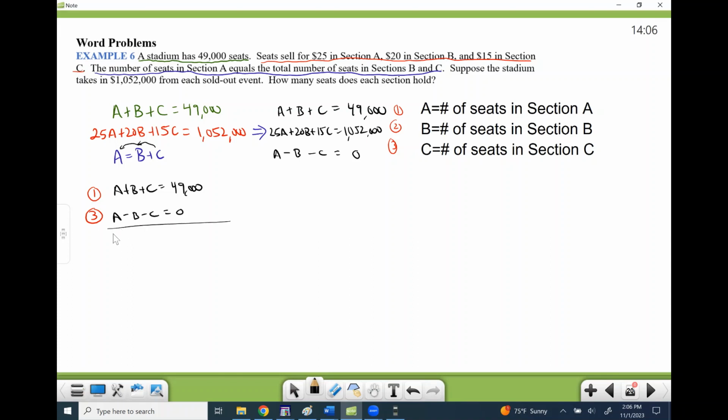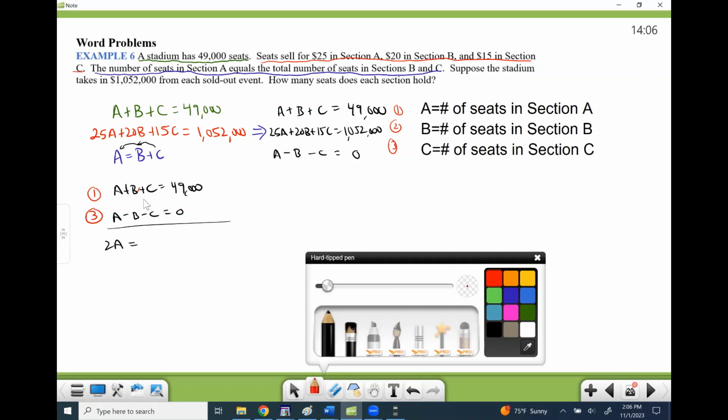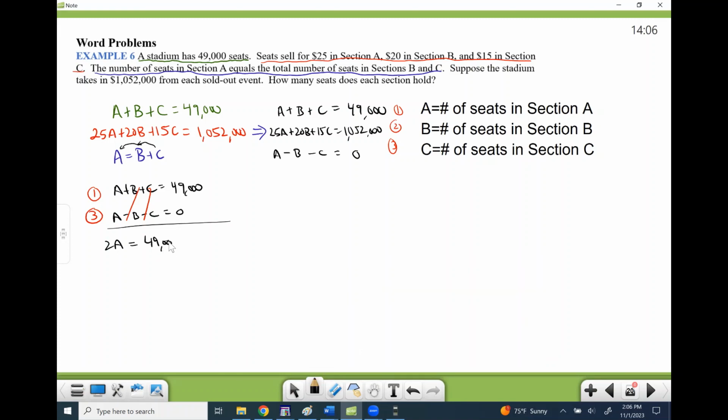So if we add downward, we get 2A equals 49,000. And then if we cut that in half, we're going to get 24,500. So that's not the money made from section A. That's the number of seats sold in section A. Or that's the number of seats in section A, because it does say we sold out the event. Okay, so we put 1 and 3 together.